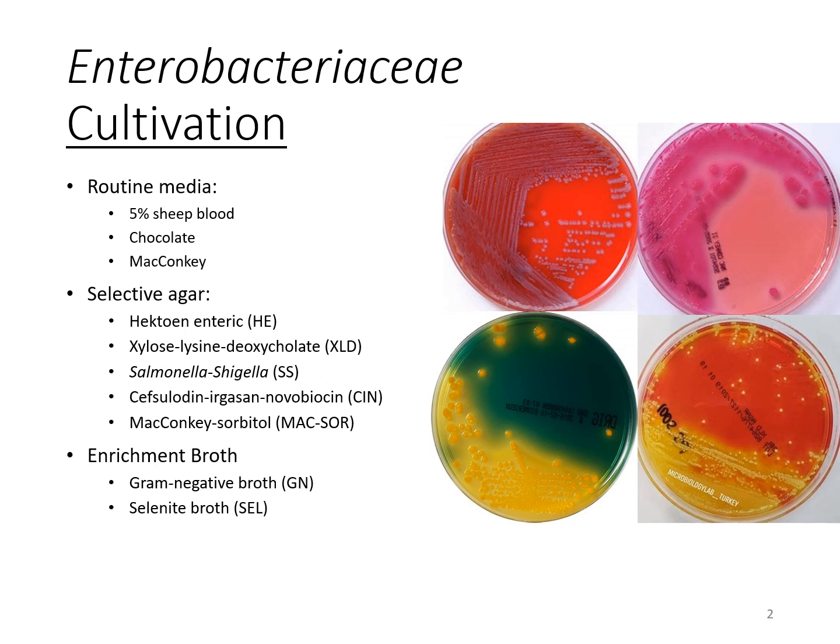An example of this would be some labs choosing to do an HE or an XLD agar, maybe a Salmonella Shigella agar, and MacConkey sorbitol if they're looking for EHEC. Some of the enrichment broths that may also be used would be a gram-negative broth or an SEL broth.